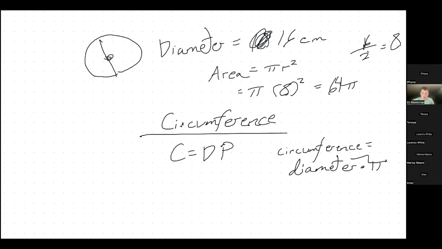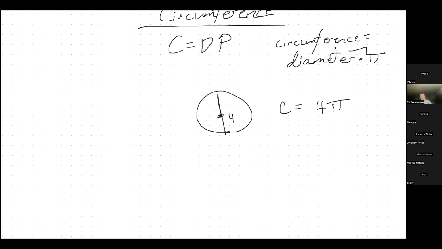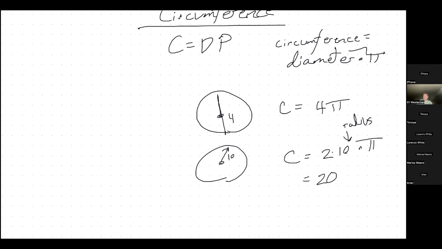Let's use an example circle. Let's say we have this circle, and the diameter is 4. So the circumference equals 4 times pi. That simple. Let's say we have another circle and we have a radius of 10. Well, now the circumference equals 2 times 10 times pi. Why 2 times 10? Because 10 is the radius, and the diameter is always twice the radius. So circumference equals 20 pi. That's pretty good, right? You guys are getting it.